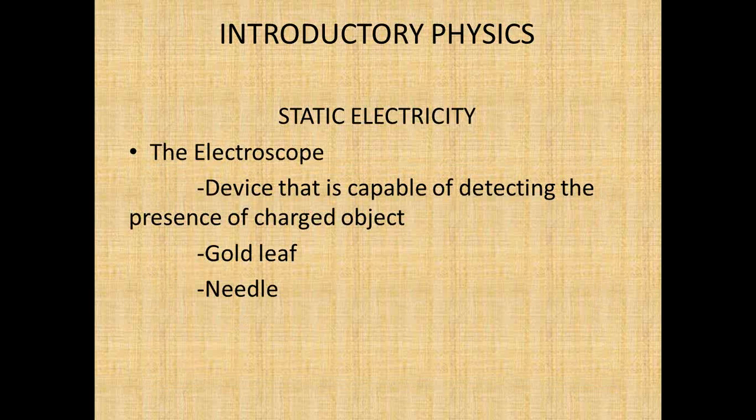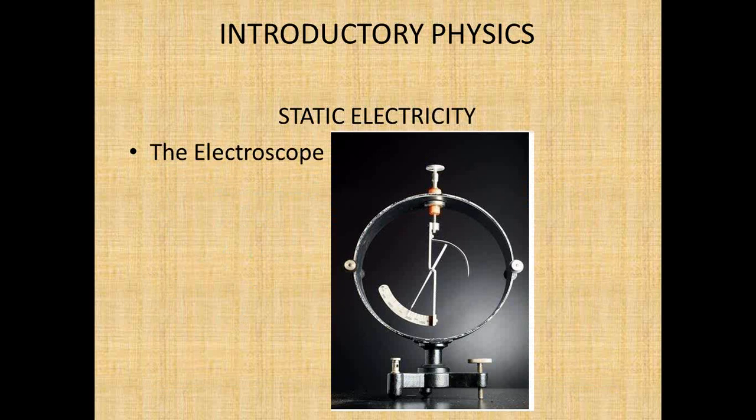The two types we're going to mention are a gold leaf electroscope and a needle electroscope. And this will come in your exam in some fashion. So this is our needle electroscope, and I'll explain how it works. Basically, everything here is a conductor. You have this knob right there, and it's a metal tubing going all the way down.